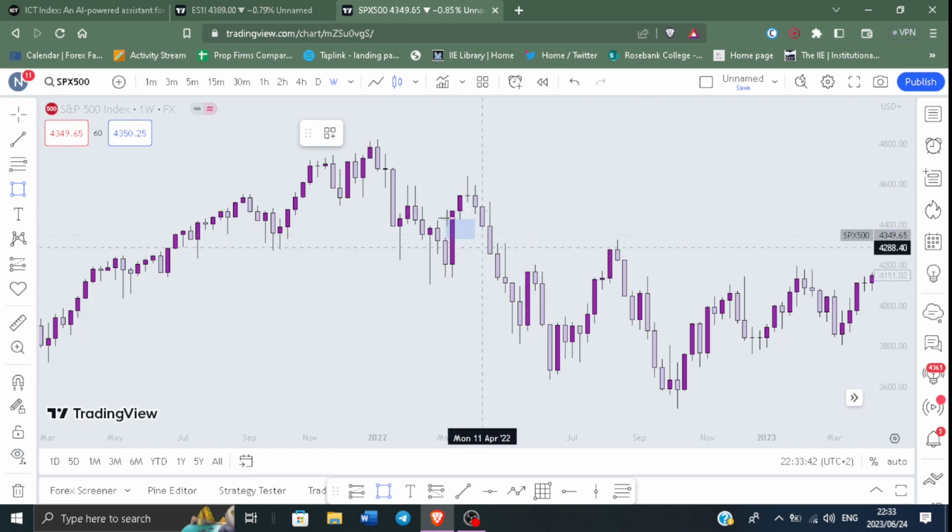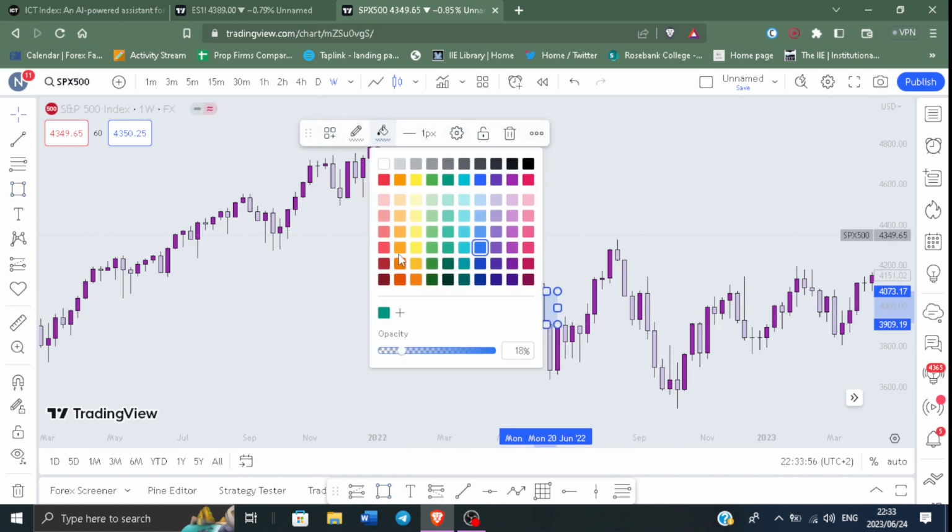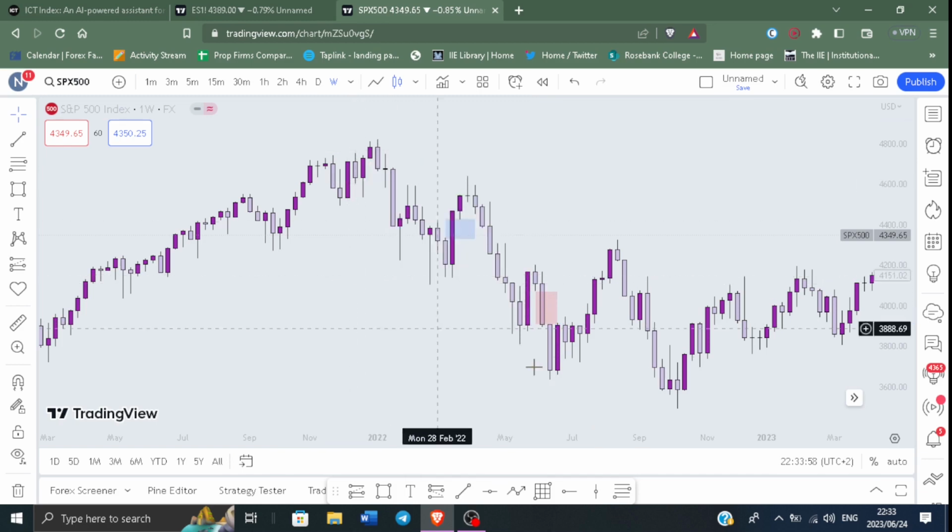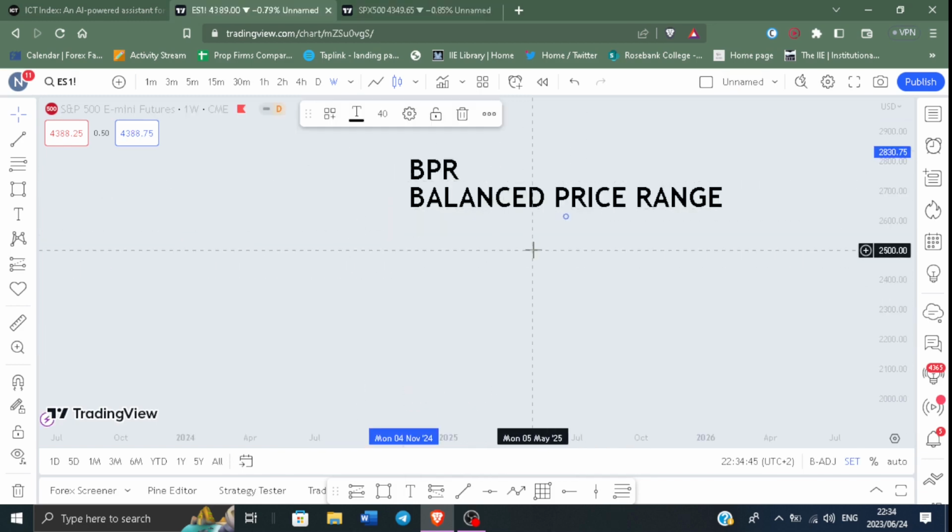Okay, so this going up here is a BISI, as it's a bullish fair value gap. And this over here going down, this fair value gap going down, is a SIBI, as it's a bearish fair value gap.